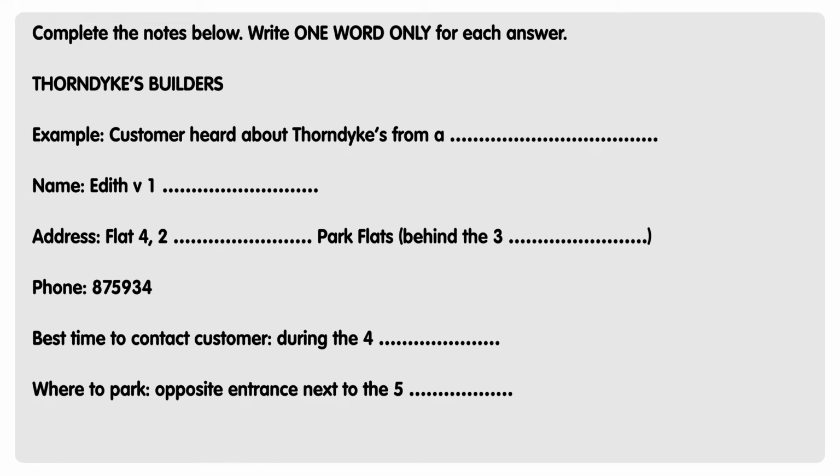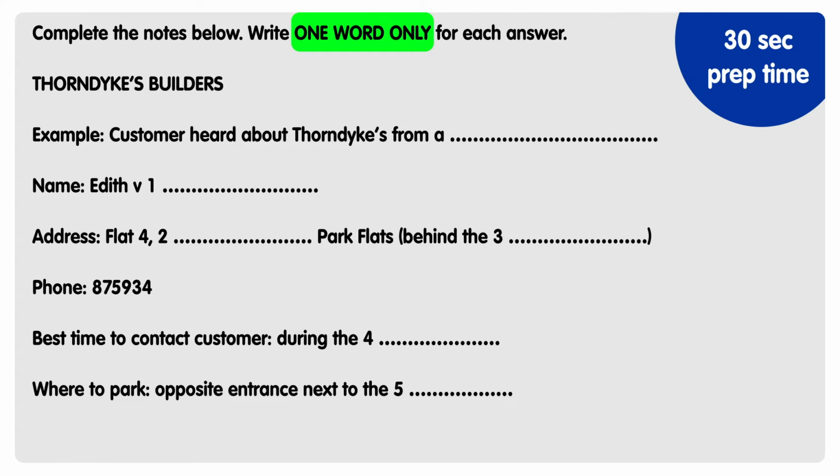As you can see, first of all, the thing that you have to do is to read the title. All right, complete the notes below, write one word only. So this is the instruction. So you should definitely write only one word for each blank. If you write two words, you will not get any marks here. All right, and then the first thing we do during that 30 seconds preparation time is to just read and guess what you have to write in each blank.